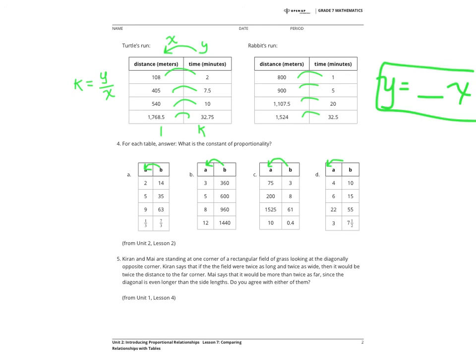Kieran and Maya are standing at the corner of a rectangular field of grass looking at the diagonally opposite corner. So they're standing here, looking over here. Kieran says that if the field were twice as long and twice as wide, then it would be twice as long from here to here. Maya says it would be more than twice as far, since the diagonal is even longer than the side lengths. Do you agree with either of them? All right, so we'll finish those up for homework.